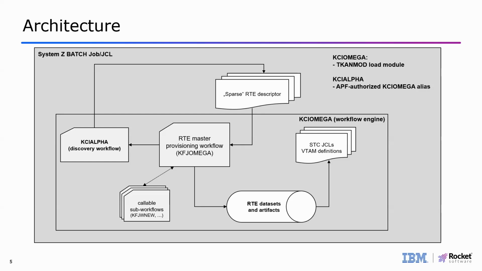At the same time, there is also a built-in discovery, which is called KCI Alpha, the program. It's effectively just an APF authorized KCI Omega executable that allows you to discover certain subsystems on your respective LPAR and produce a predefined set of basic parameters, so you do not have to manually specify those.